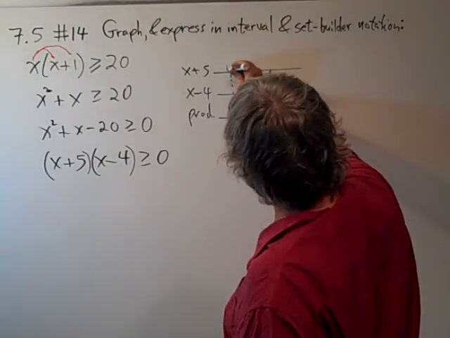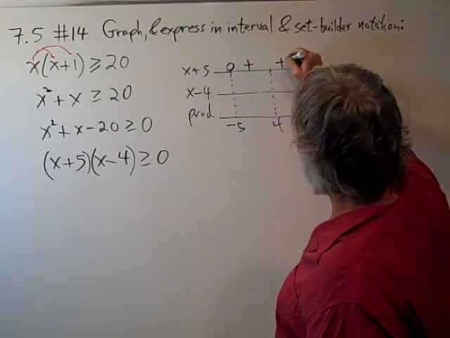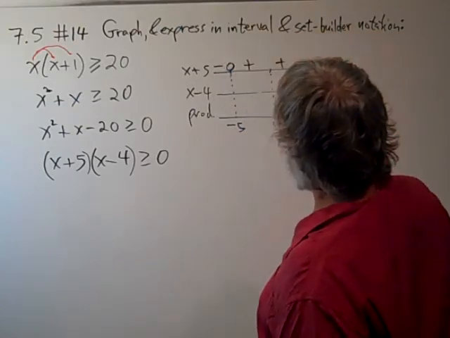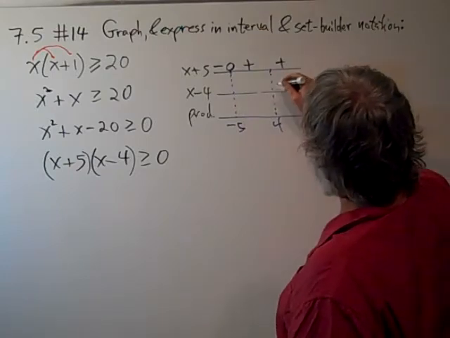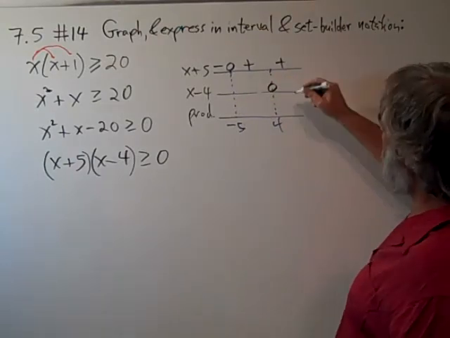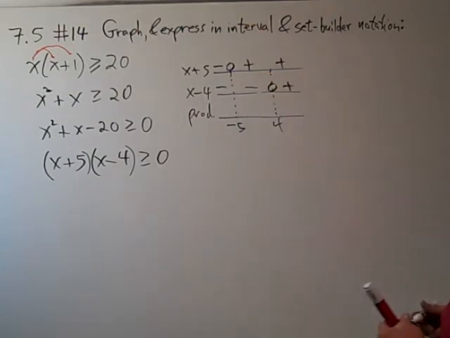So x plus 5 is 0 when x equals negative 5, and it's positive to the right when x is bigger and negative to the left. x minus 4 is 0 when x equals 4, and it's positive when x is bigger than 4 and negative when x is less than 4.